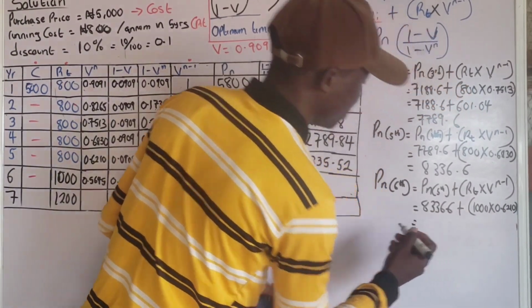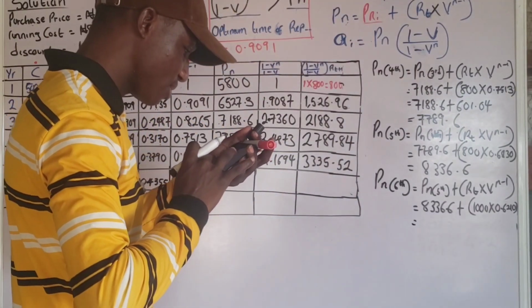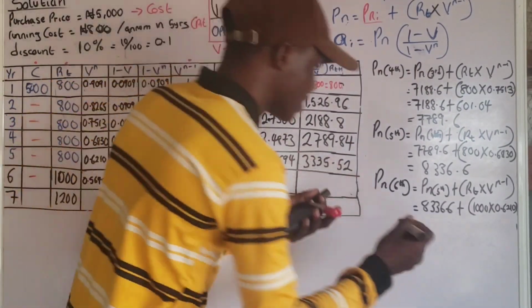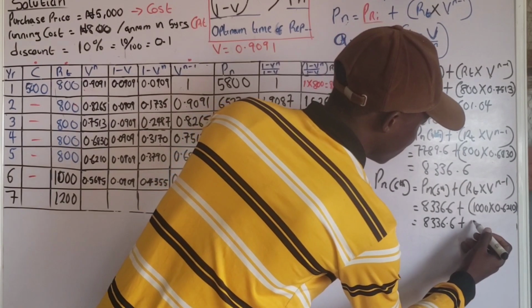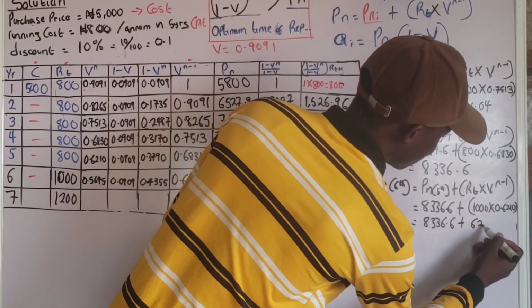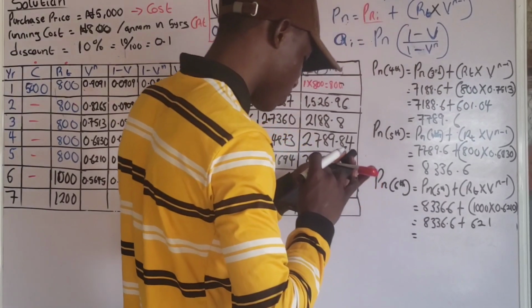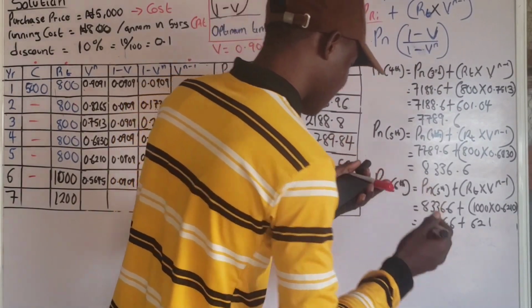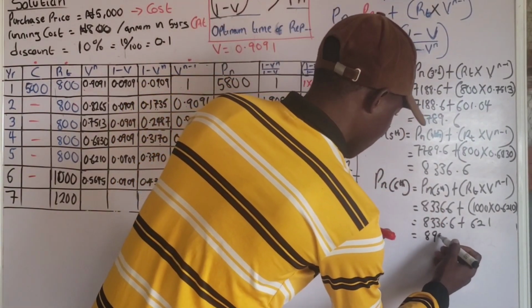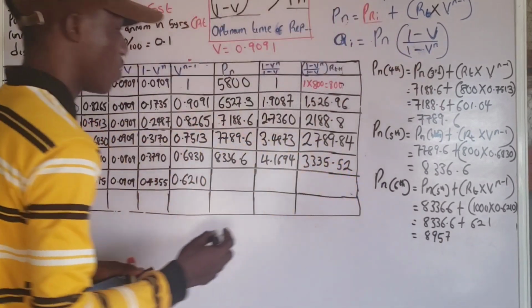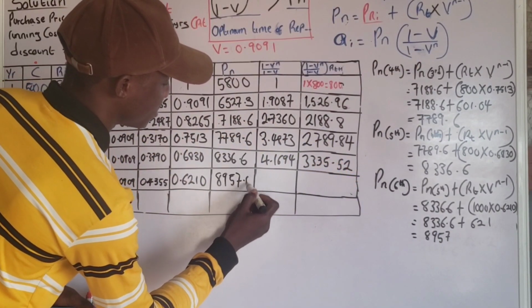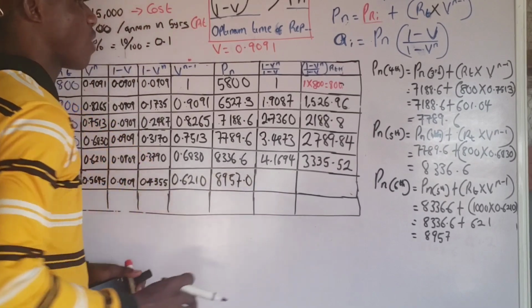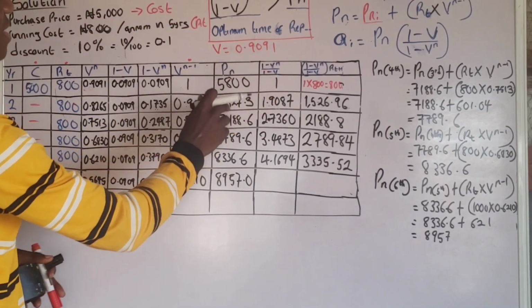So for this I'm going to have 836.6 plus, that is, 621. So the value for this, we are going to have 8,957. Okay, so the Pn for this year is 8,957.0.